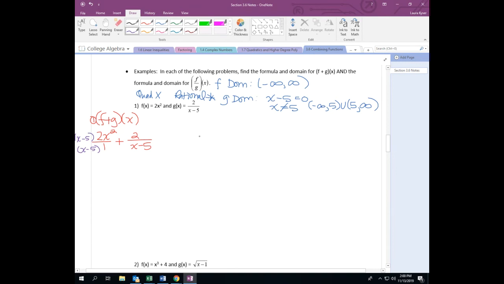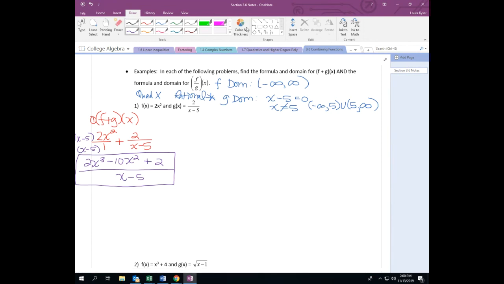2x squared times x is 2x cubed. 2x squared times negative 5 is negative 10x squared. And then plus 2 from the other side all over x minus 5. This expression here is the formula for the sum of these two functions. So there's part 1 done, the formula.